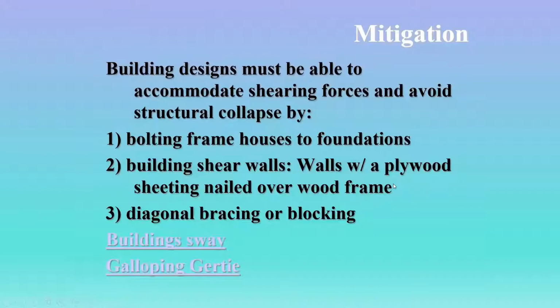All right. Building shear walls, right? So walls with a plywood sheeting nailed over top of the wood frame. Once you're building a house, you build up the frames. You've got your studs 16 inches on center from each other, and then that wall's put up, and then you put insulation in it, and trim on the outside and all that. And then on the inside you put what we call drywall, made from gypsum. But that's pretty much it.